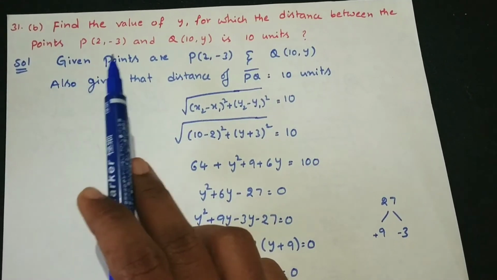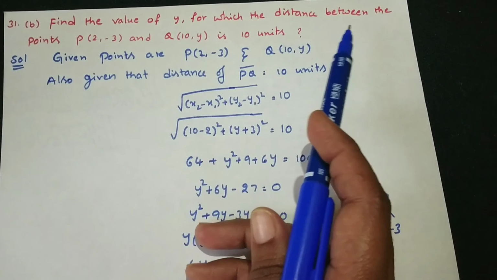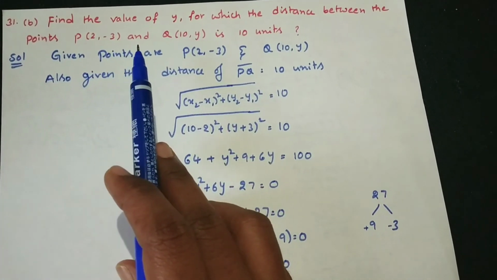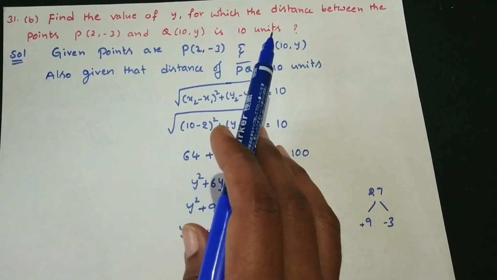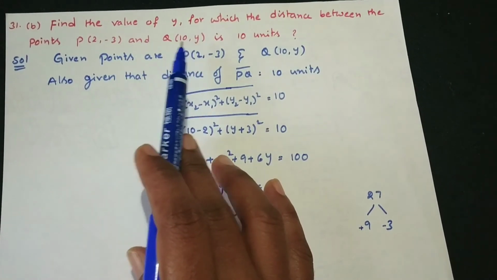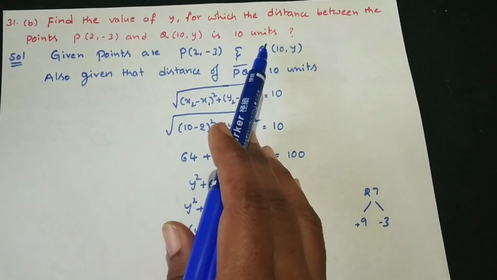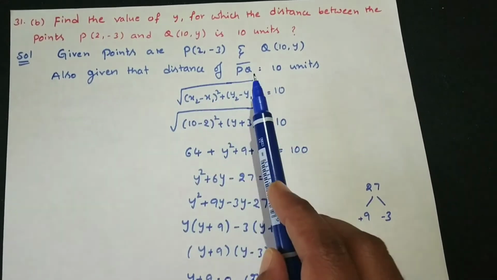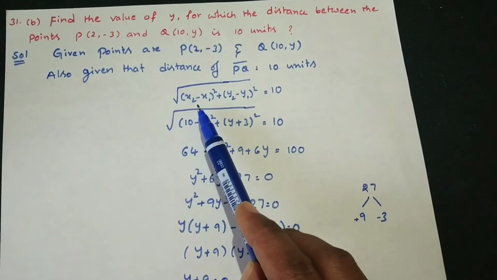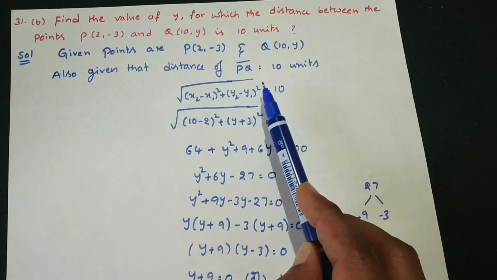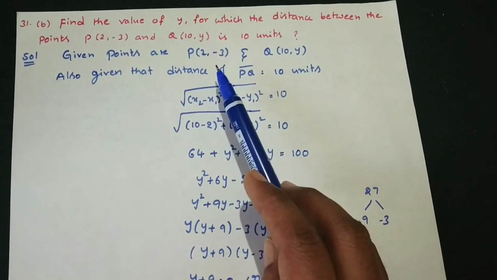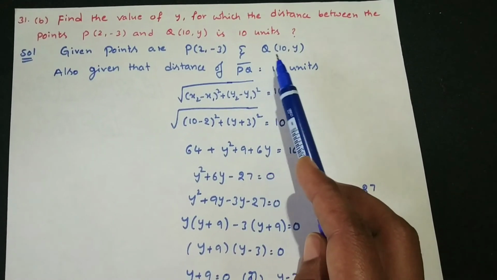Question 31B. Find the value of y for which the distance between the points P of (2, minus 3) and Q of (10, y) is 10 units. The distance between the 2 points is equal to 10 units, they have given. Write whatever they have given. Apply the distance formula, square root of (x2 minus x1) whole square plus (y2 minus y1) whole square. Substitute the x and y variables here.